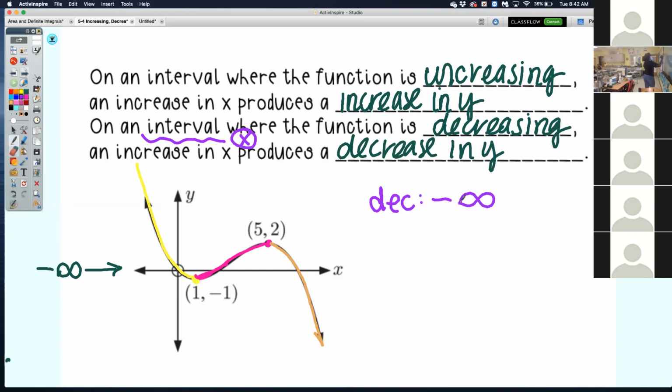Because remember, all the way back up here, it was coming from negative infinity on our x-axis, and then it was continuing to decrease all the way into what x value? Positive 1. So then we would write it like so to represent that it's decreasing from negative infinity to positive 1. The graph is going down along that part of the x-axis. We only use the x values when we are talking about increasing and decreasing.